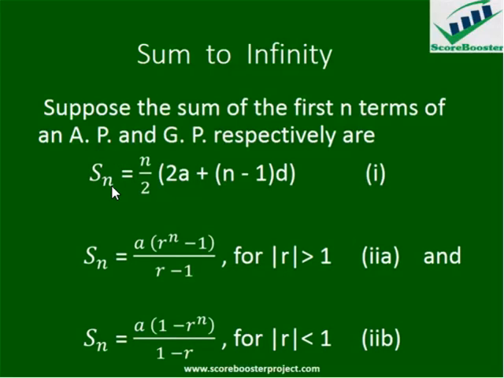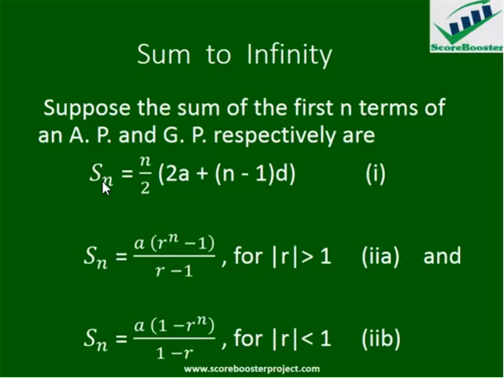So let's test with another value of n, that is, let's increase the value of n from 7 to 10. So we have 10 over 2 into [2 multiplied by 2 plus (10 minus 1) multiplied by 4]. If that is evaluated, we get S10 to be equal to 200.